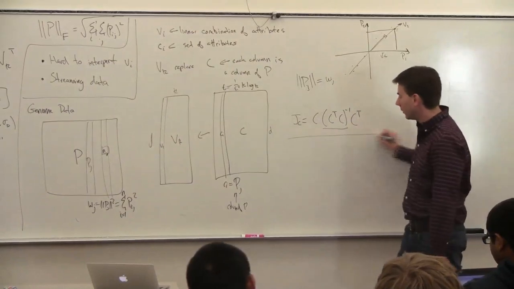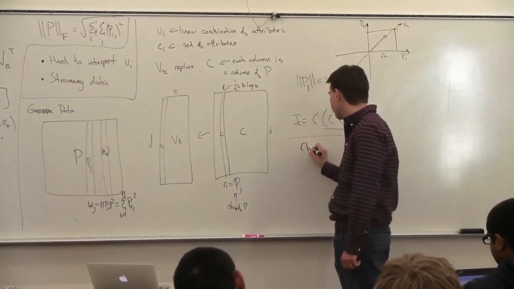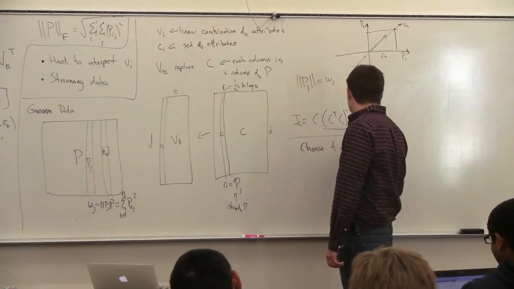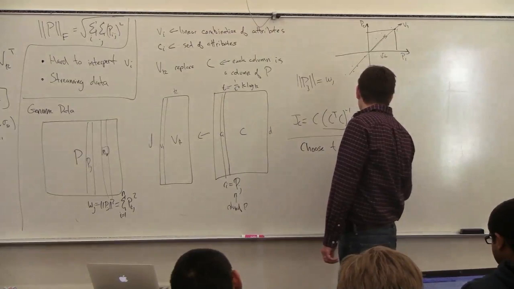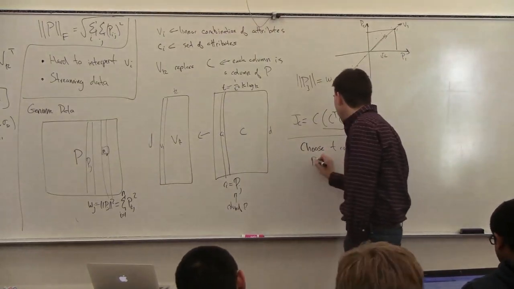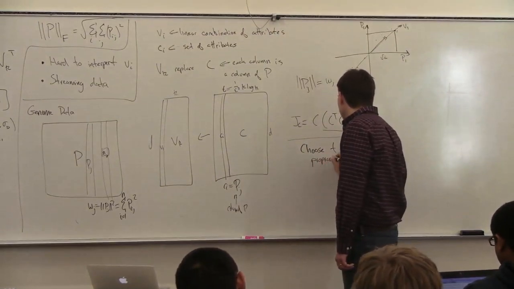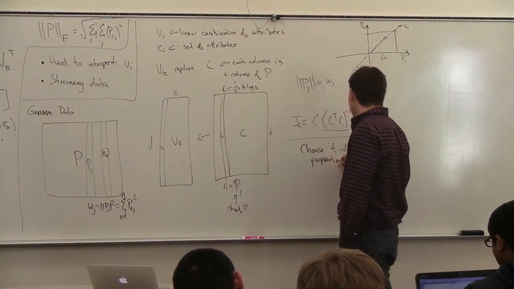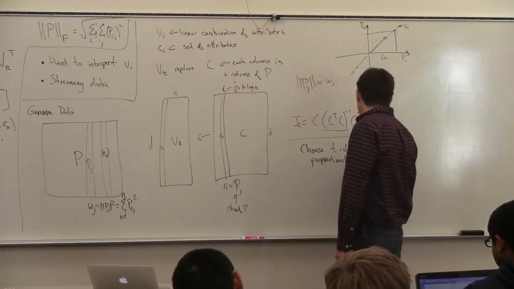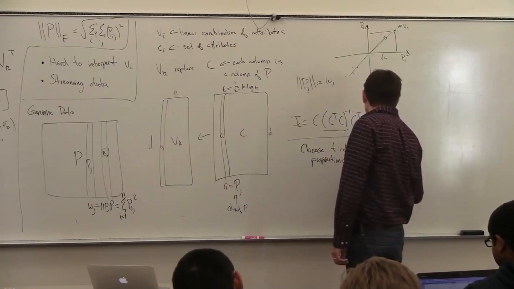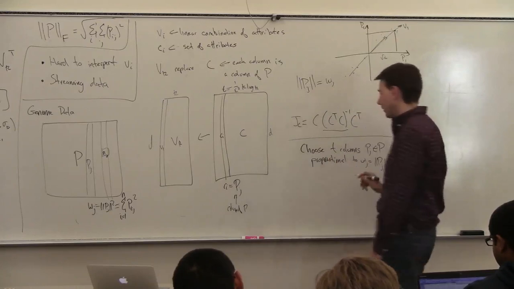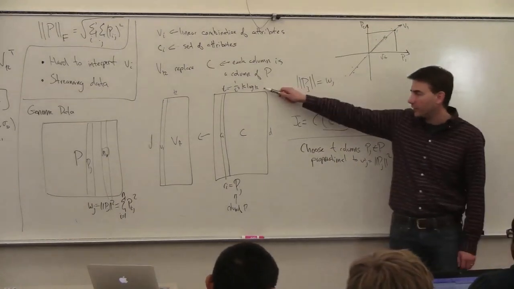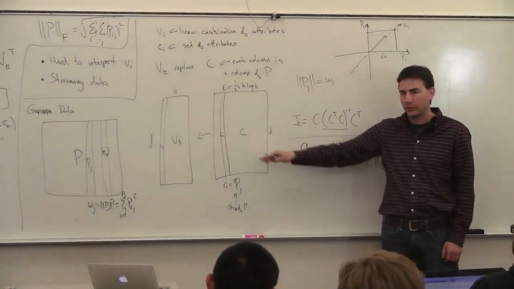So, columns pj chosen proportional to wj equals the two norm of pj squared. And this set of these t columns, if I set t like this, is going to be this representation.